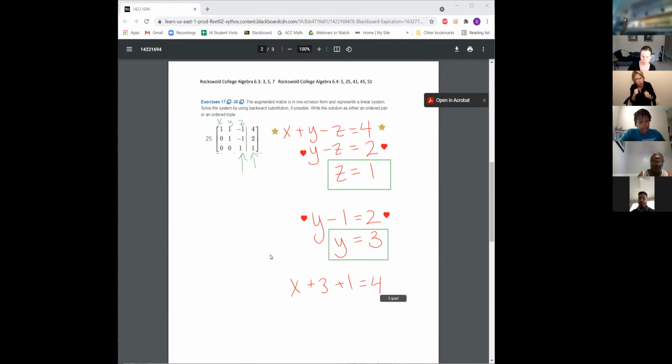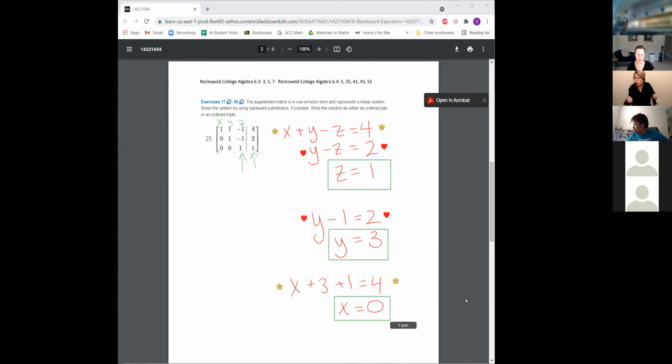Yeah, no problem. Okay, so now I'm using that first equation, so you can see where I'm getting it from. I'm using the stars to help represent it. So I think x equals 0. Is that what y'all got? Were we supposed to solve this? I thought we were just supposed to find z equals 1. It says write the solution as an ordered pair or ordered triple. So that means I need all of the answers, so I can write it as a point.